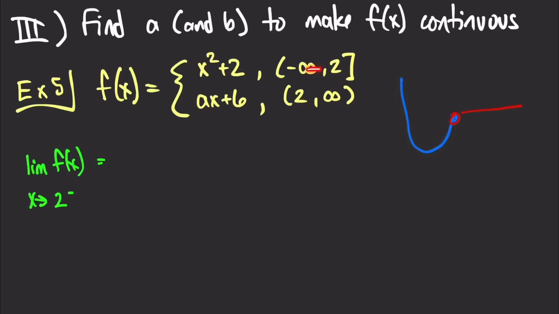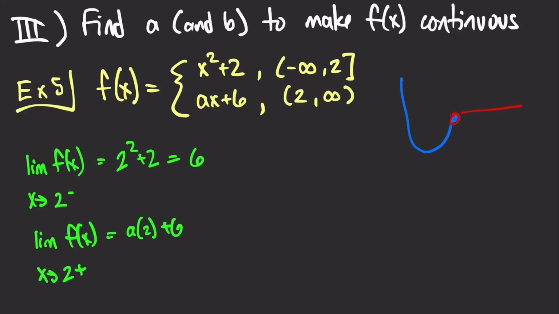Approaching 2 from the left is going from negative infinity to 2. So I'm plugging into that top piece, x squared plus 2. x is 2. 2 squared plus 2, that's going to be 6. So now what I need to do is take the right-hand limit. The right-hand limit's coming from infinity to 2, so I need to plug into that. So the limit of f of x as x approaches 2 from the right: ax plus 6, x is 2. So it's going to be a times 2 plus 6.